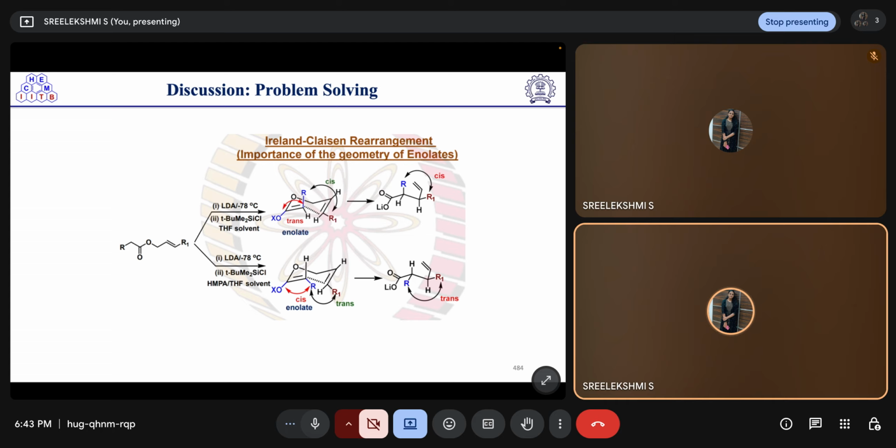So now if we move to the next part, that is Ireland-Claisen rearrangement, where we can see the importance of the geometry of enolates.